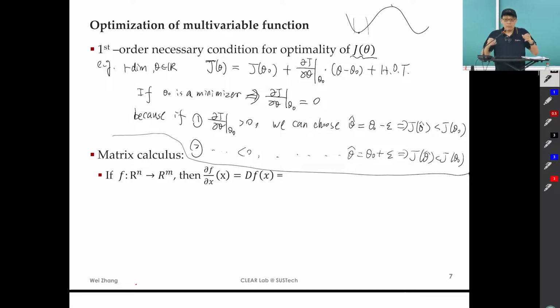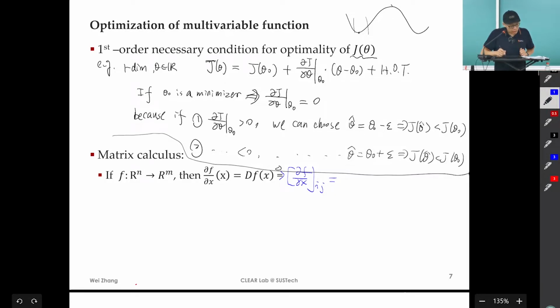But then if we have a multivariate function, that's different. The derivative will become a Jacobian. We already learned this for the linearization part. Did we? By definition, the derivative of f, if f is a mapping from R^n to R^m, is a function, right? Partial f partial x, ij is a function.